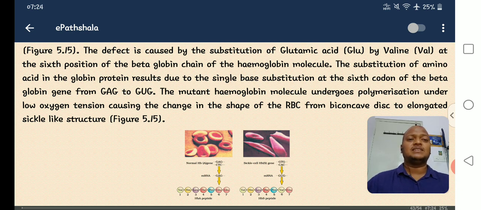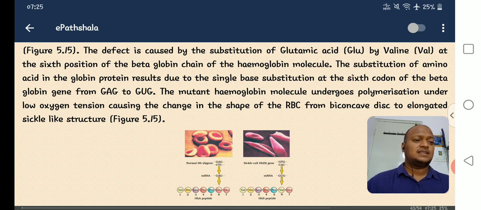So what is the reason for this? In the beta globin chain of the hemoglobin molecule, the sixth position amino acid, glutamic acid, is replaced by valine. Whenever glutamic acid is replaced by valine, the gene codon is changed from GAG to GUG. Whenever GAG changes to GUG, polymerization takes place, and in low oxygen tension the shape of RBC changes from biconcave to sickle cell shape. Then when the RBC shape is changed, what happens?